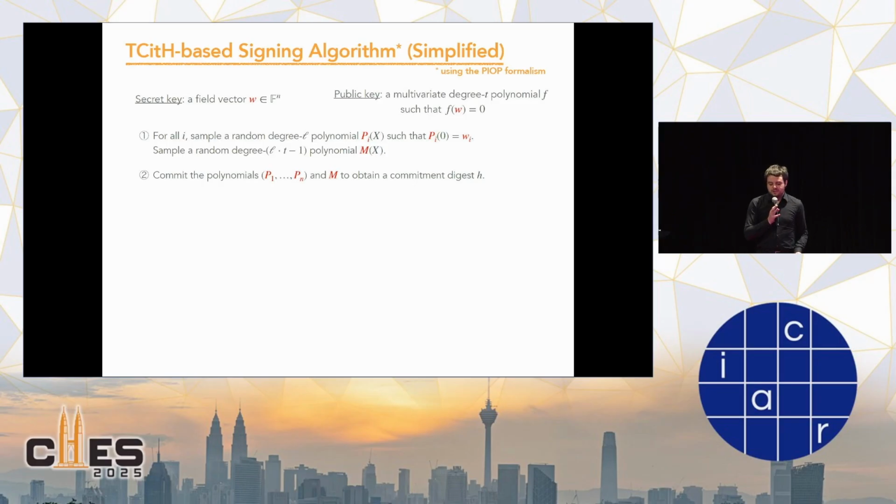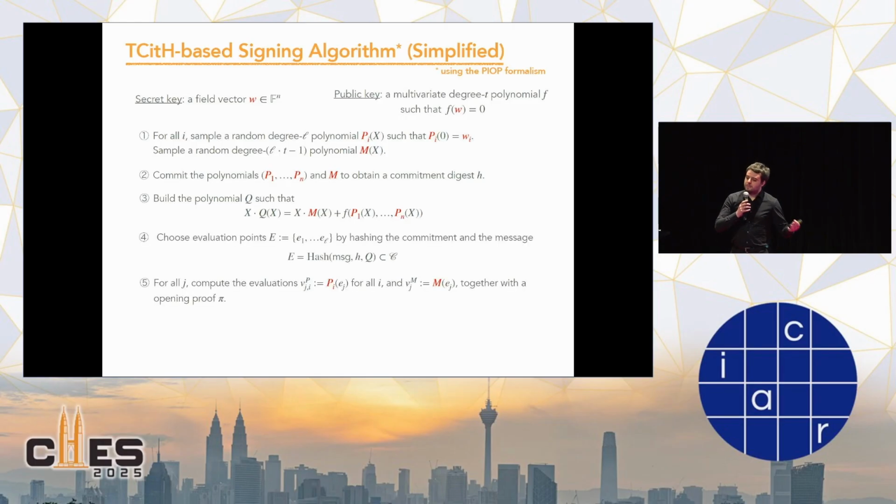Then the signature scheme consists of the following. First step, we sample some random polynomial p, such that the constant term is equal to the secret. And we also sample an additional polynomial m for privacy. Then we commit to them using some symmetric primitive, I will give more detail later, to obtain some commitment digest. Then there will be an arithmetic phase where we will compute some polynomial q using this formula.